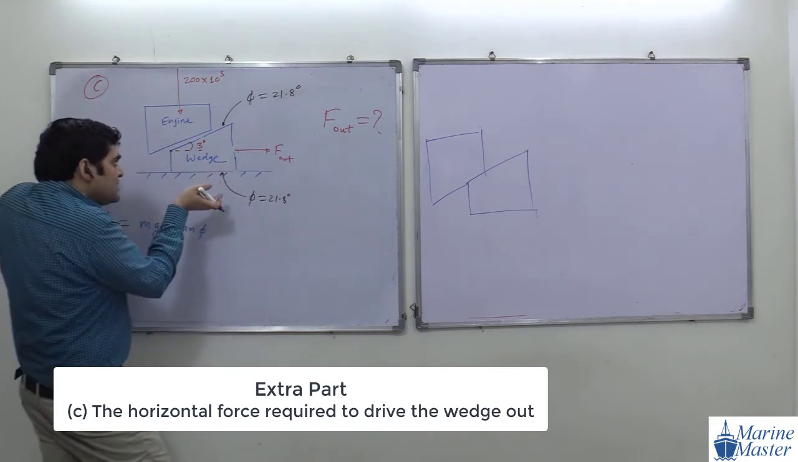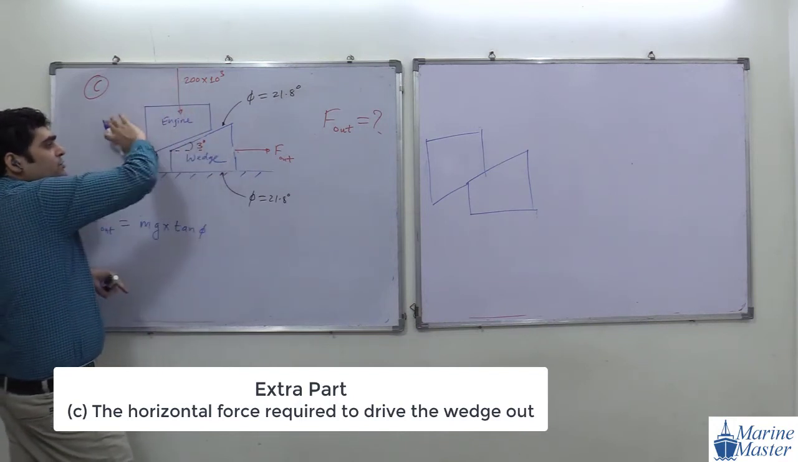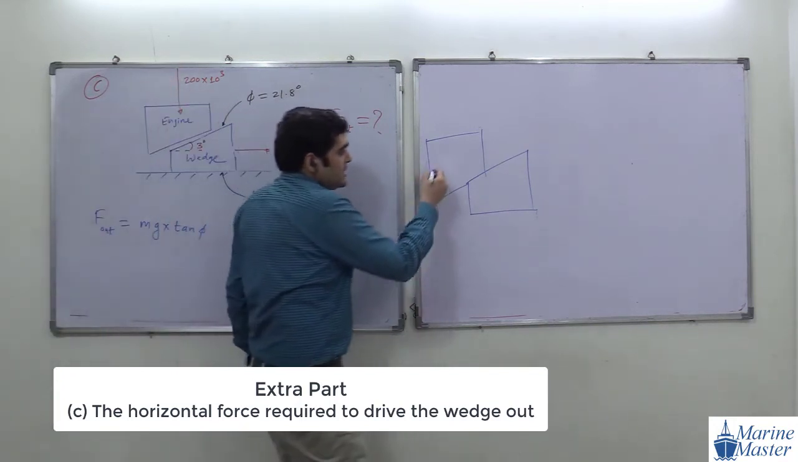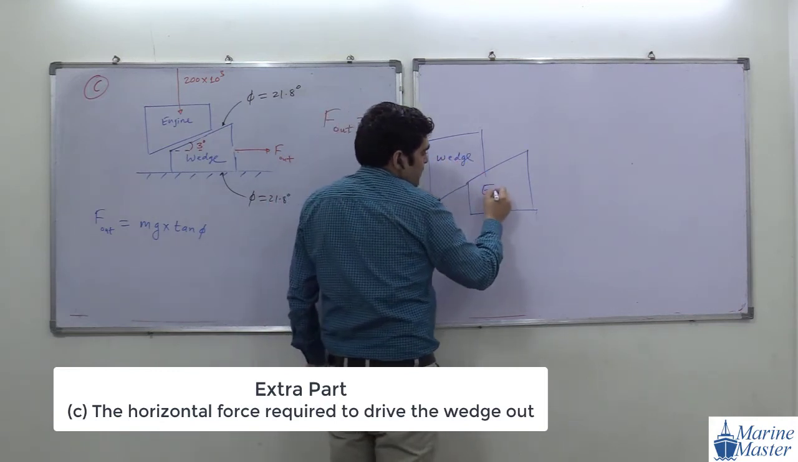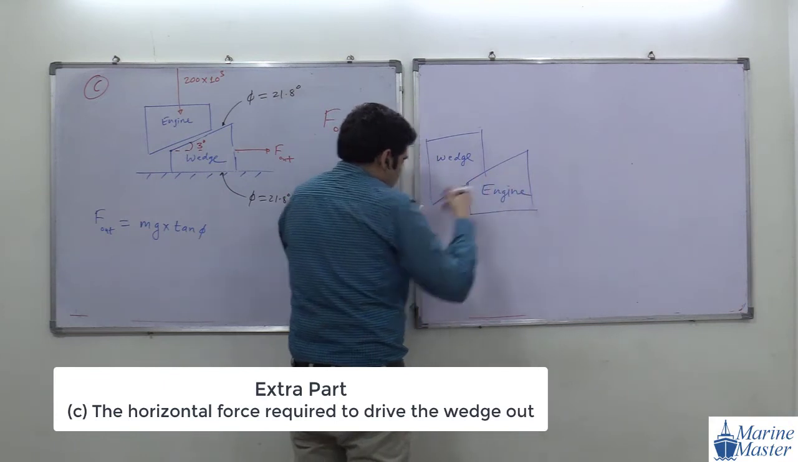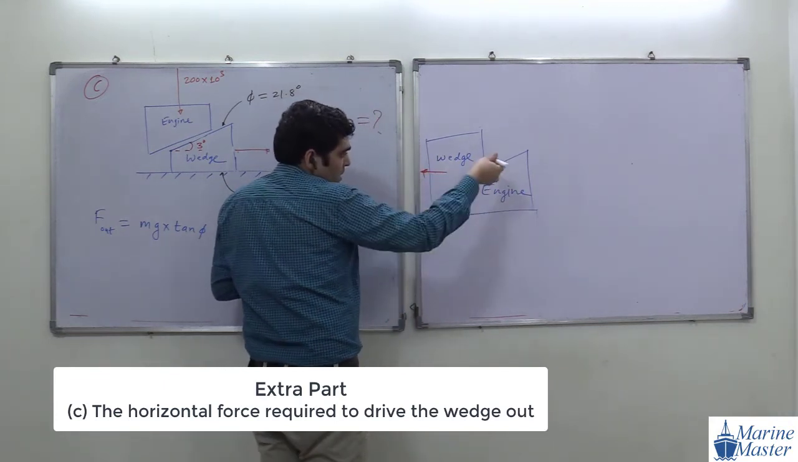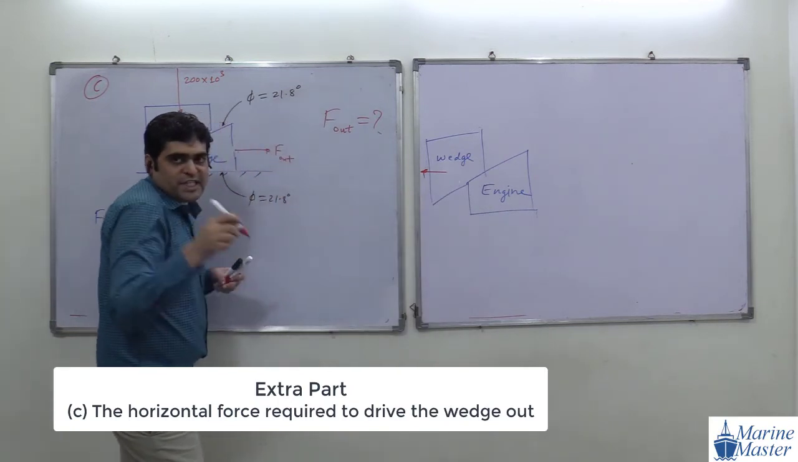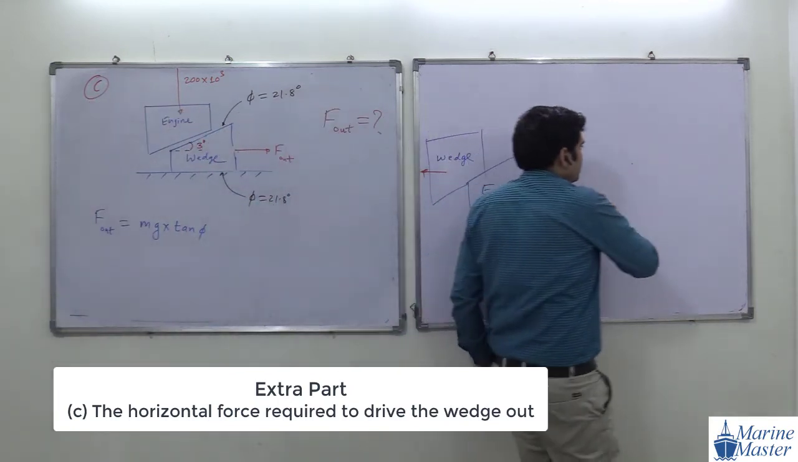So if you turn this drawing by 180 degrees, this will be what, guys? This will become the wedge, and this will become the engine. And here the force will be like this. And if you want to move the object down the plane, we studied in basic theory, what will be this relation? Here I am drawing.